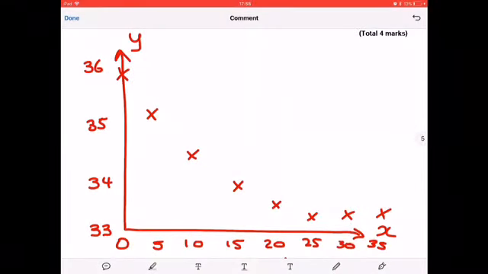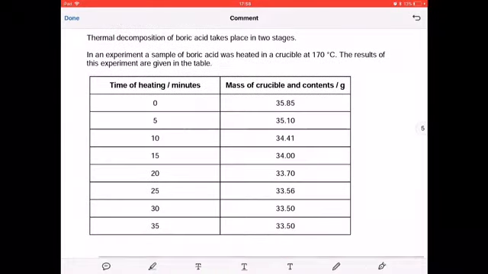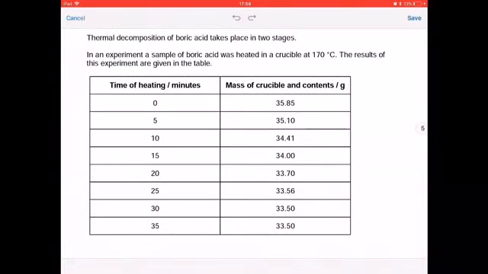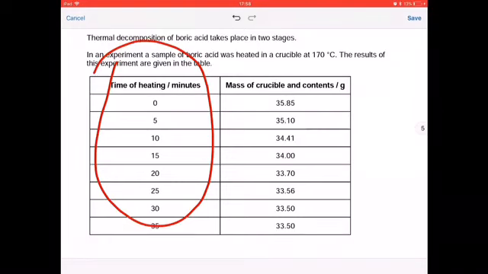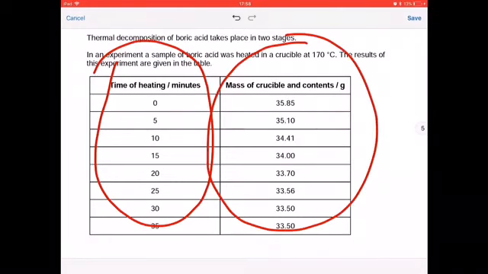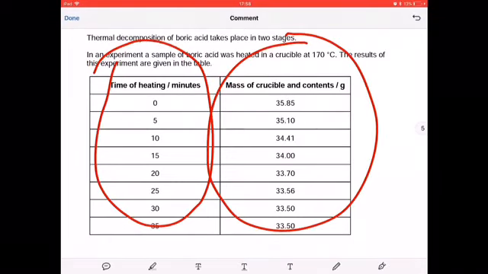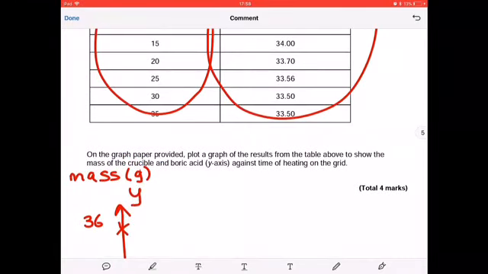Okay, for the graph drawing question, you were given quite a bit of information. If you have a little look back up, you're given two sections of information. You're given the time of heating in minutes, and you're given the mass of the crucible in grams. The first thing to indicate is that just underneath here, it does tell you that the mass of the crucible and boric acid here is on the y-axis, and you need to make sure that you understand what is the y-axis, and therefore the time has to be plotted on the x-axis.